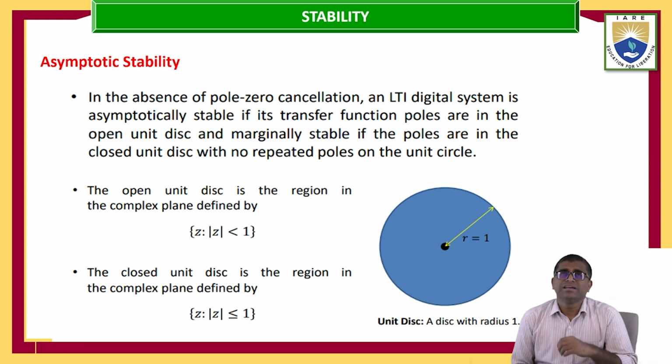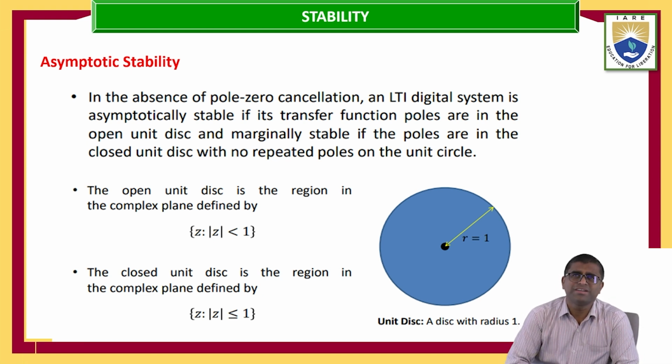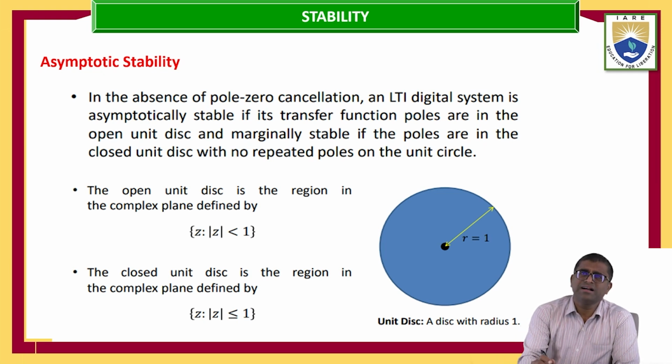Coming to the explanation of asymptotic stability for linear time invariant systems, if you represent it here, it is the unit circle range area, that is, a disk with radius 1.